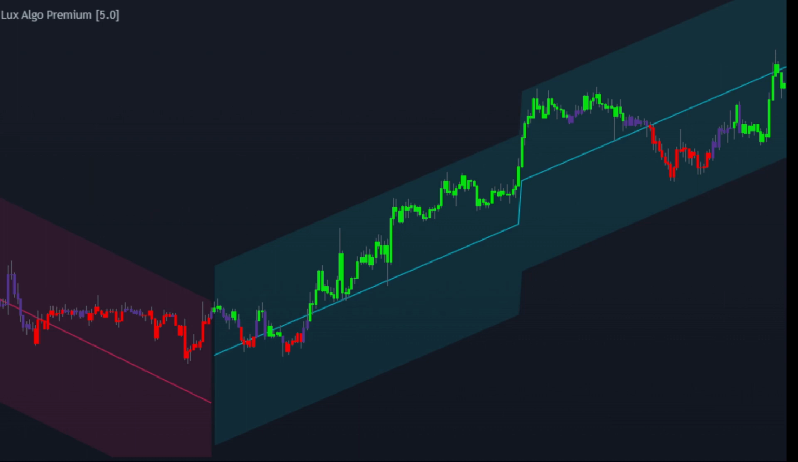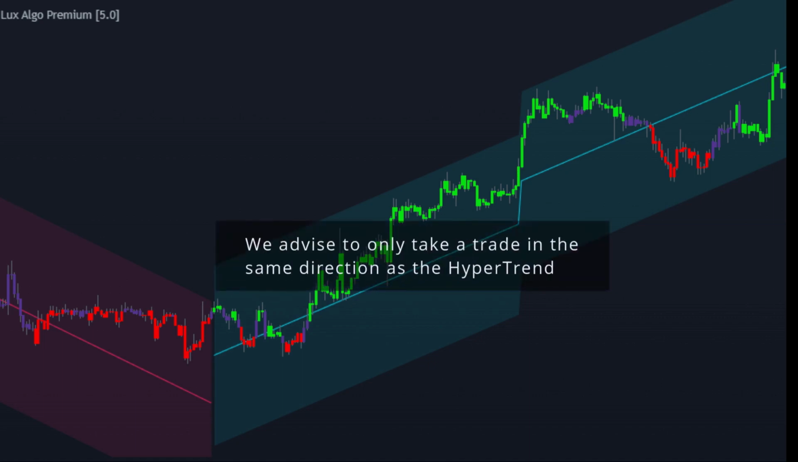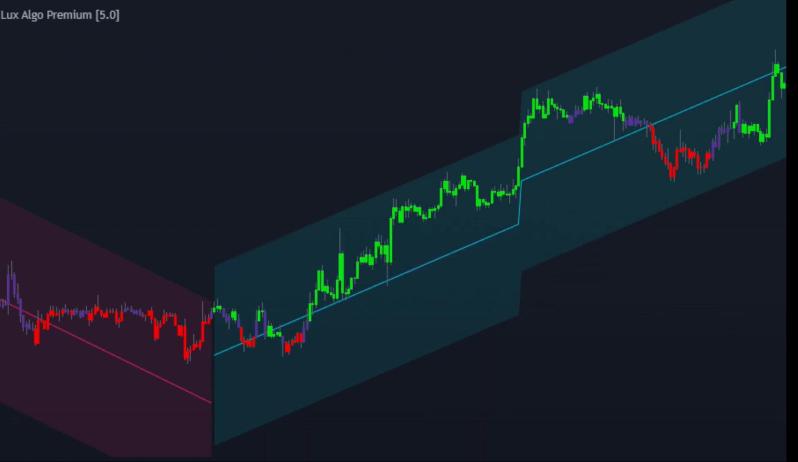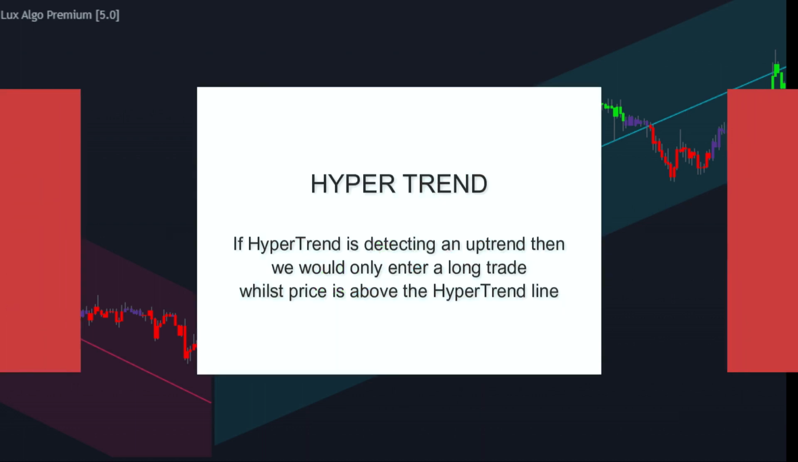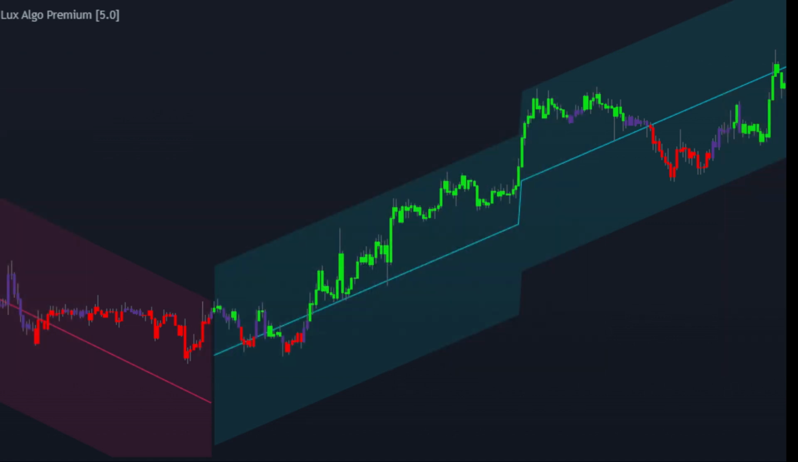Our preferred method of using the hypertrend is as a tool to assist you to trade in the trend direction. We advise to only take a trade in the same direction as the hypertrend. For example, if the hypertrend is detecting an uptrend, then we would only enter a long trade, whilst price is above the hypertrend line. Going with the hypertrend, we would monitor while price stays above the line.